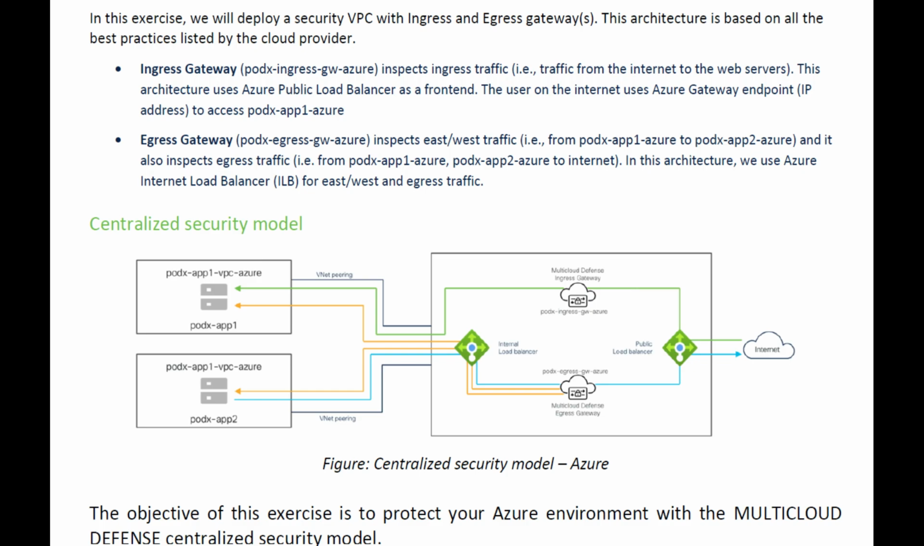Now the egress gateway, which is Pod 33 Egress Gateway Azure, inspects east-west traffic from Pod 33 App 1 to Pod 33 App 2. And it also inspects egress traffic from Pod 33 App 1 and Pod 33 App 2 to the internet. In this architecture, we use Azure Internet Load Balancer for east-west and egress traffic. It's a centralized deployment model.